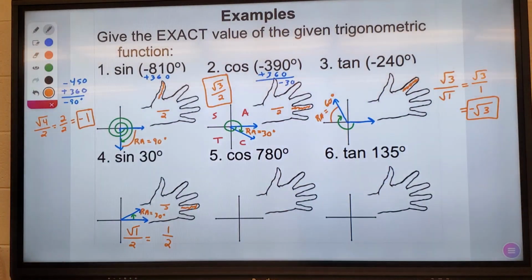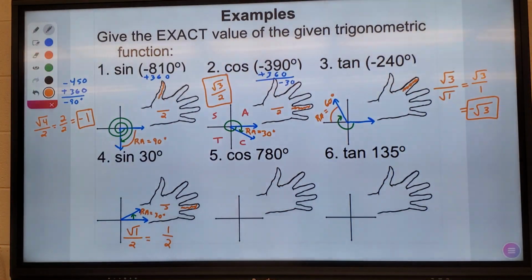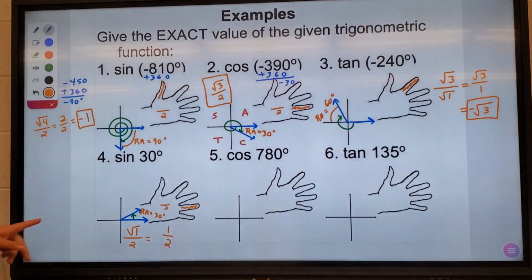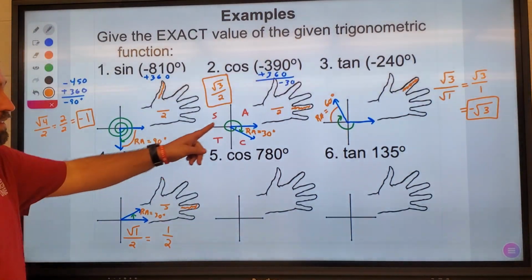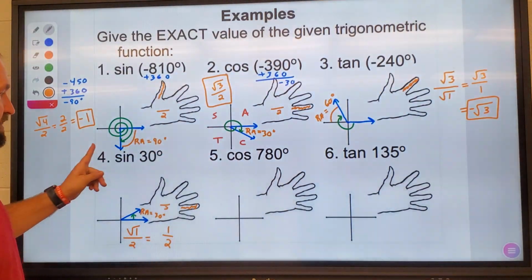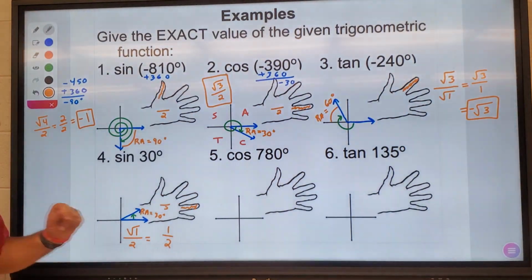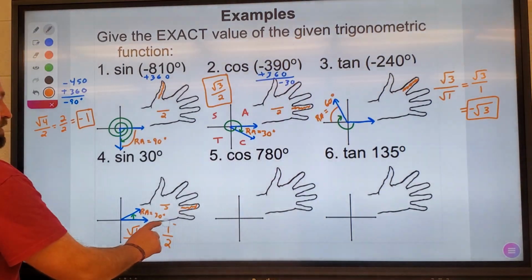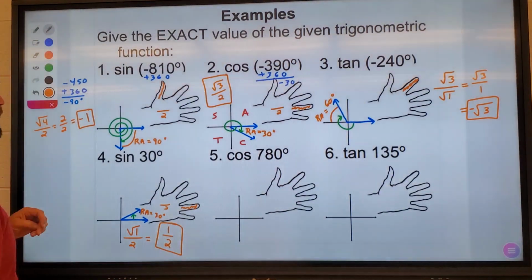And then again, the question is it positive or is it negative? Again, all students take calculus. If this is in quadrant 1 like it is, then all values, no matter if I take sine, cosine, or tangent, all of them are positive. So the answer here is positive 1/2.